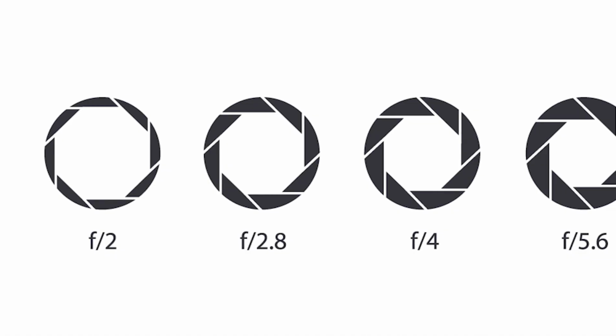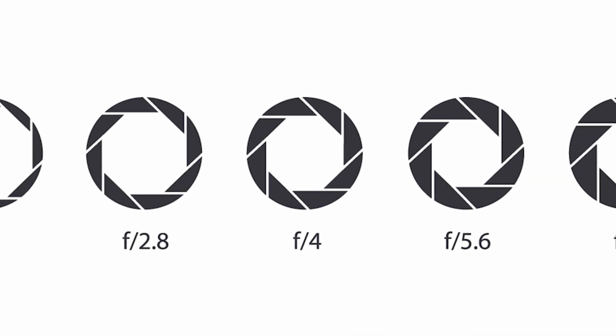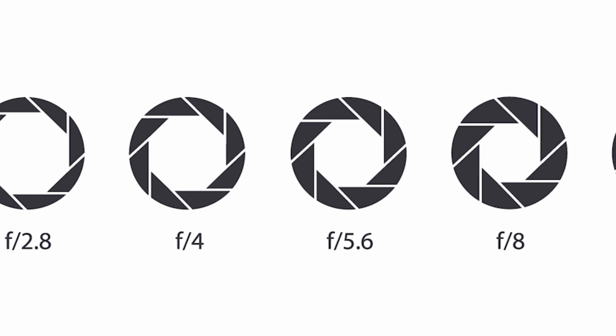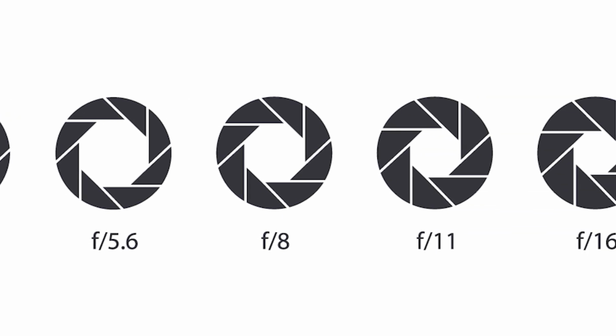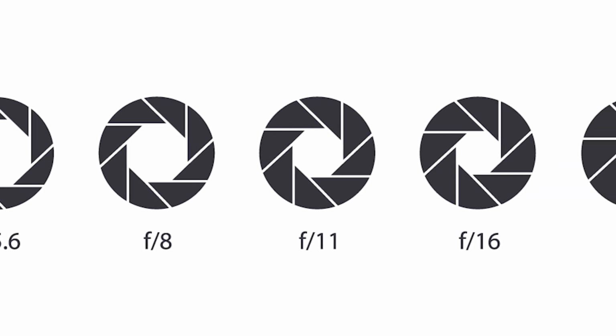The only easy way to remember this is just to remember this sequence of numbers, and each number here represents one stop of light. So I go from f2 to f2.8, f4, f5.6, f8, f11, f16, f22. Each one of those numbers represents a stop of light change from the previous number. Try to remember them.